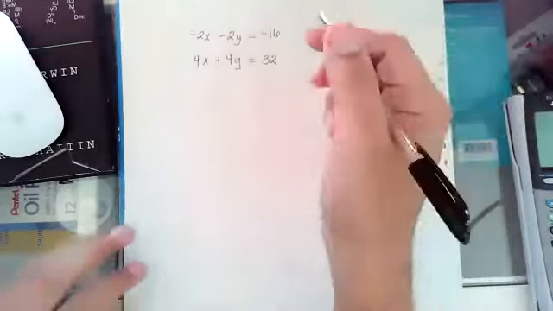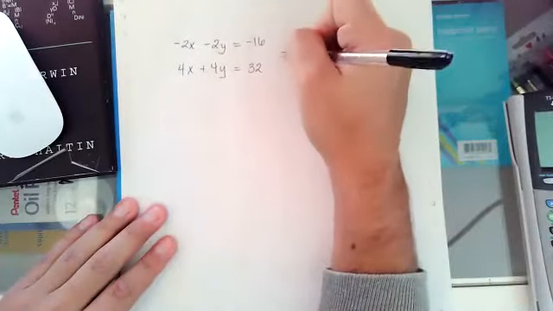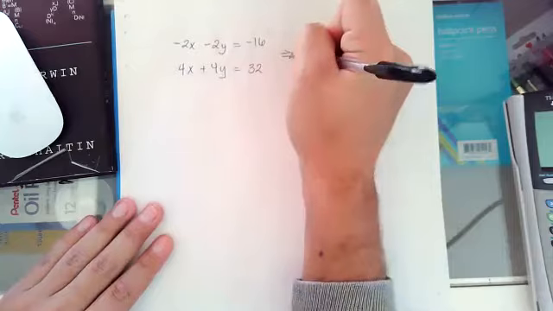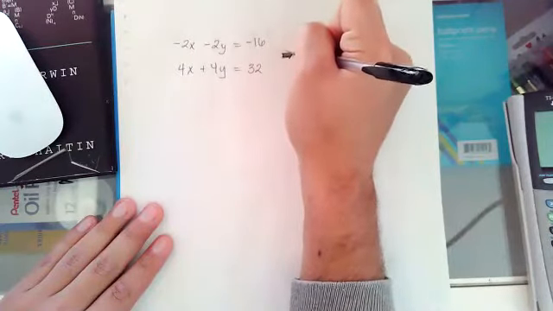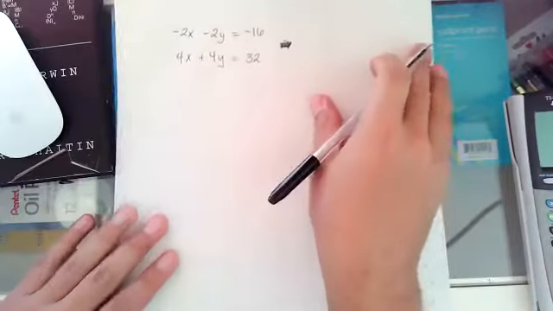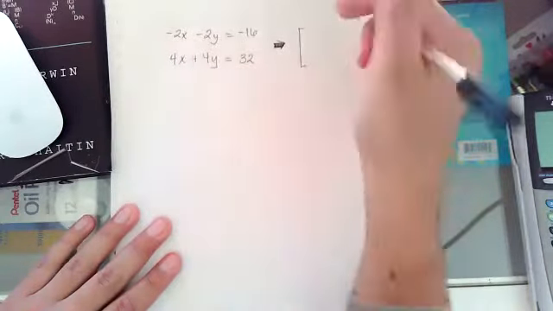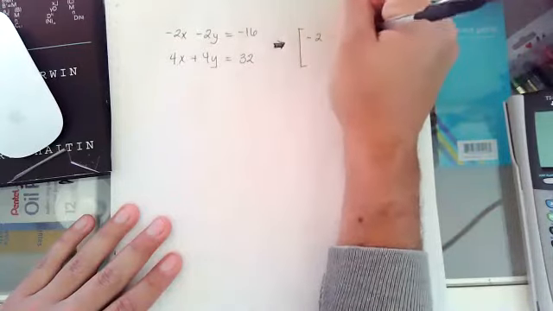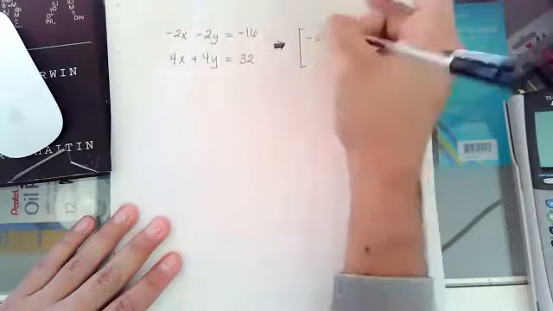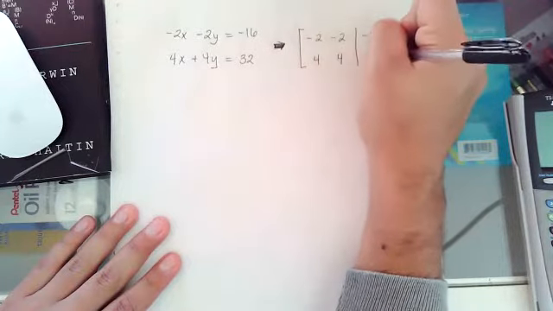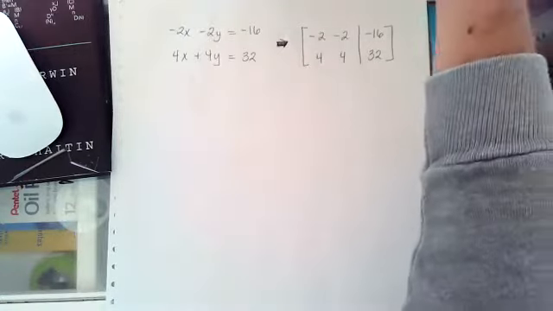So my matrix, my augmented matrix, and this is just an arrow symbol. A student in tutoring earlier this morning asked me what that symbol was, and it's just an arrow. So don't think that that's a special character or something. Anyway, the matrix is just going to be extracting these numbers from the rows. So negative 2, put my vertical line for the equal sign, negative 16, 4, and positive 32. Are you guys okay with that?